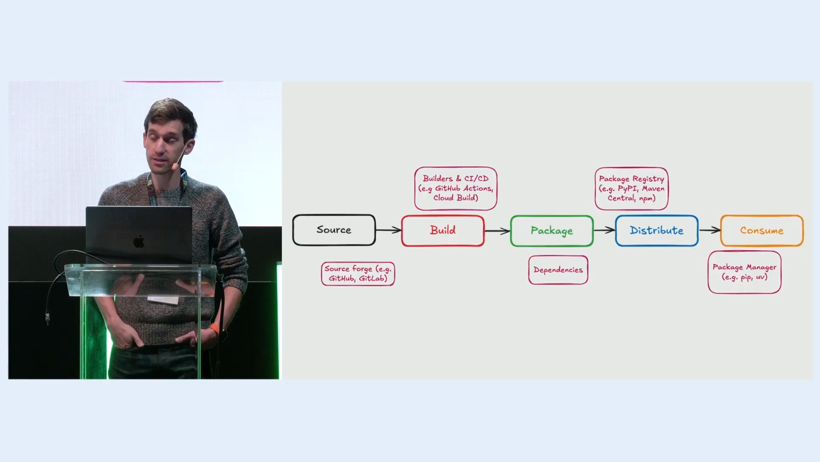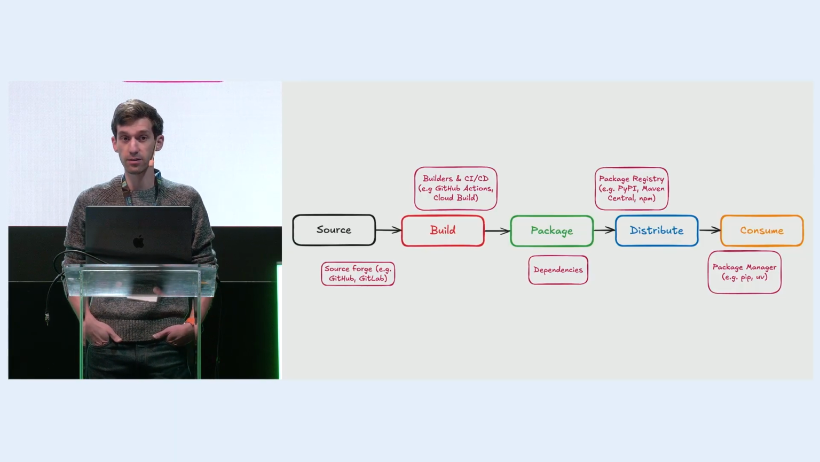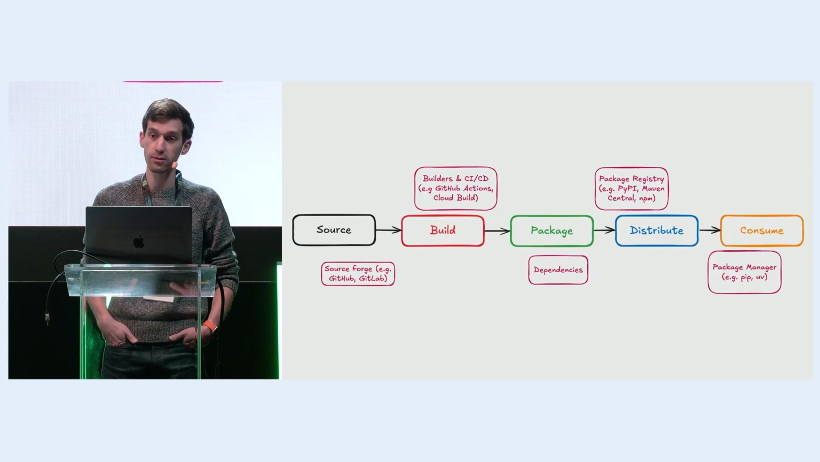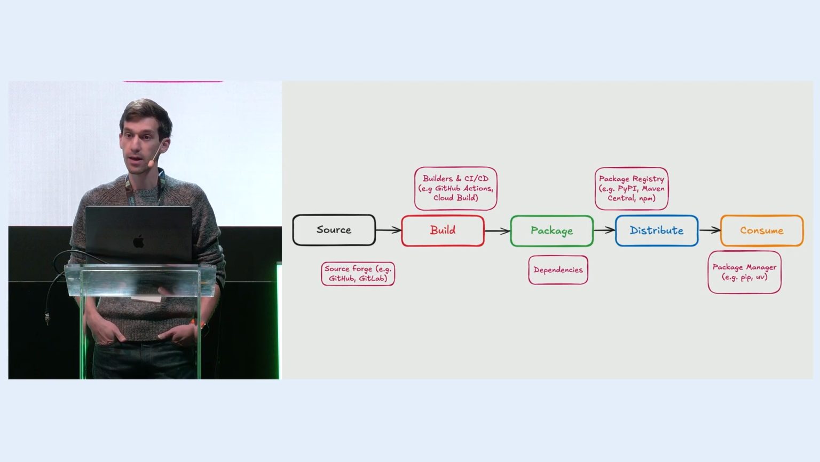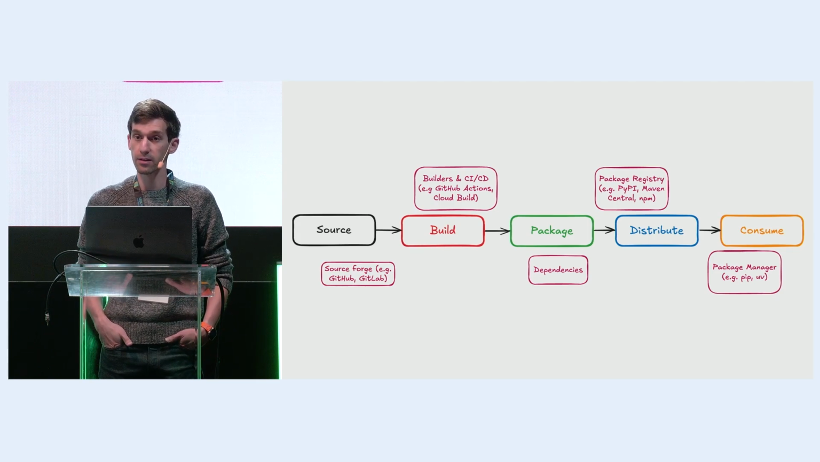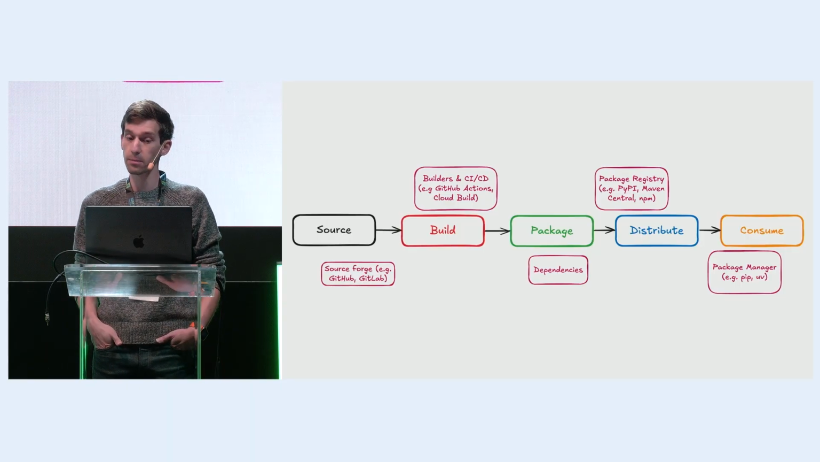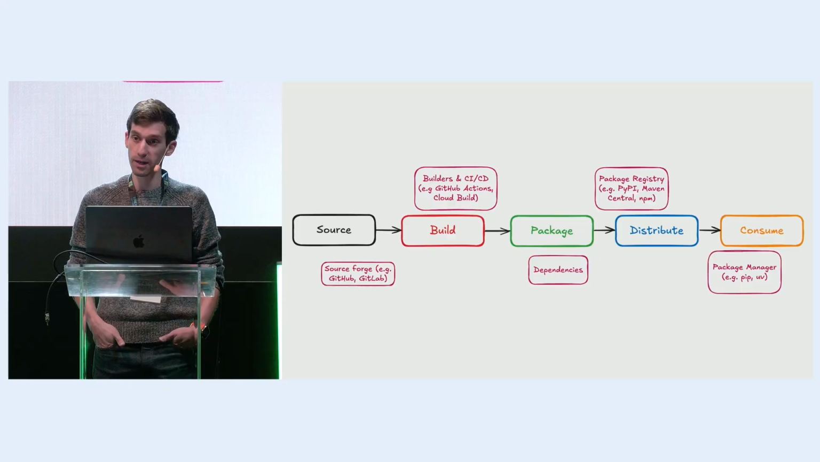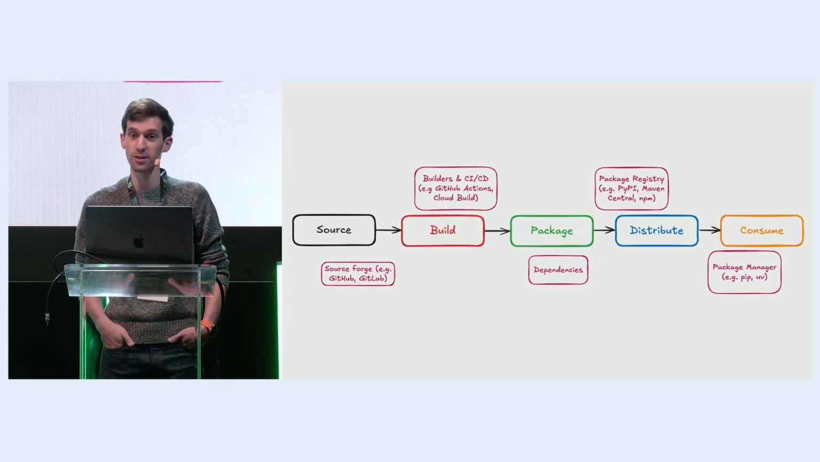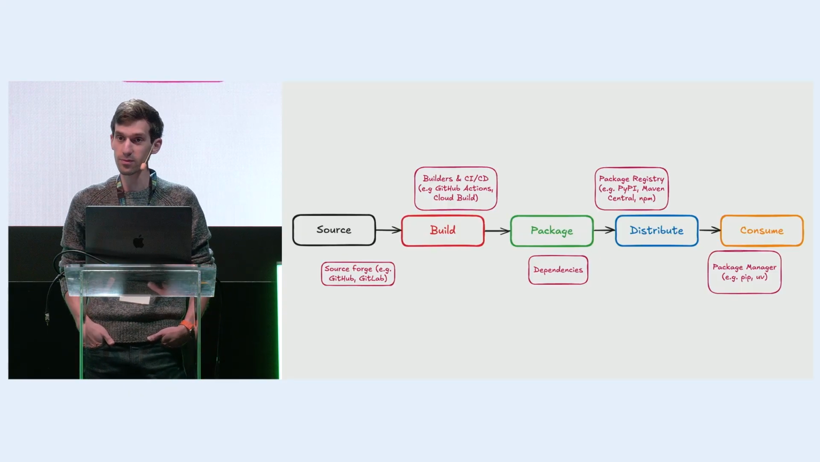There's a number of entities that we have to trust throughout the SDLC. On one end, we have entities like SourceForges, GitHub, or GitLab. You have builders, and more frequently, CI/CD pipelines like GitHub Actions. Of course, at the packages step, you have dependencies where you also need to trust their SourceForges and builders.